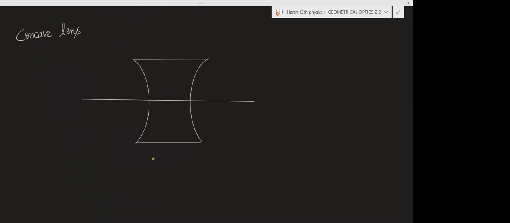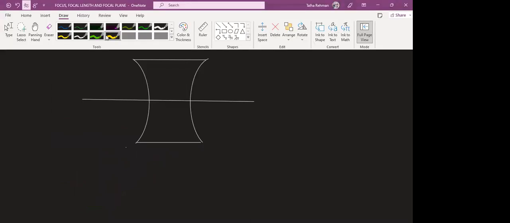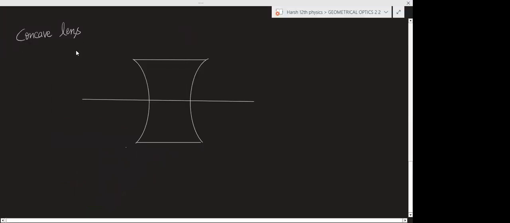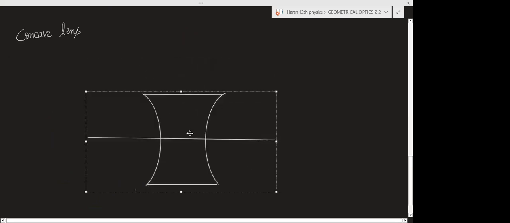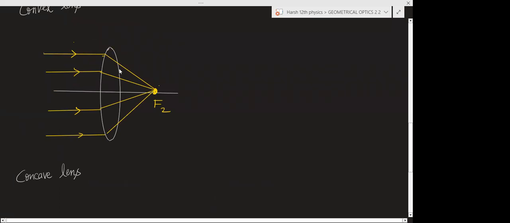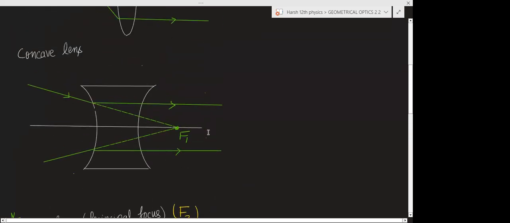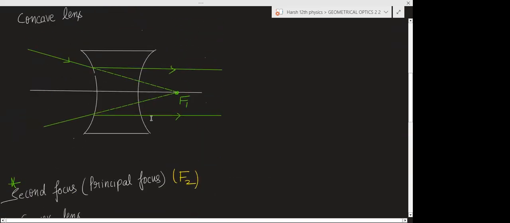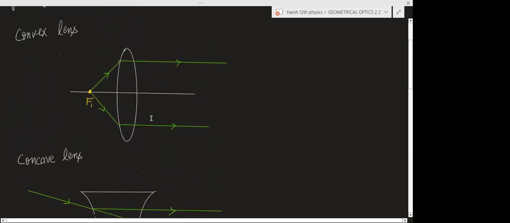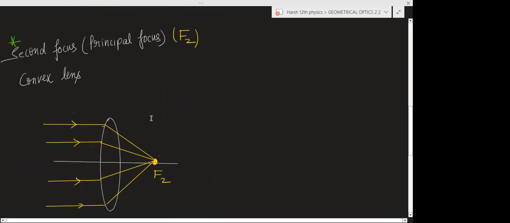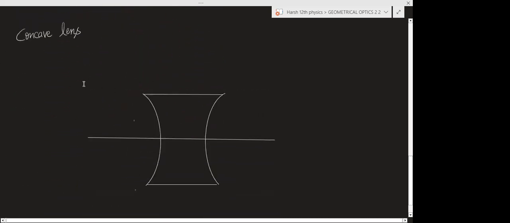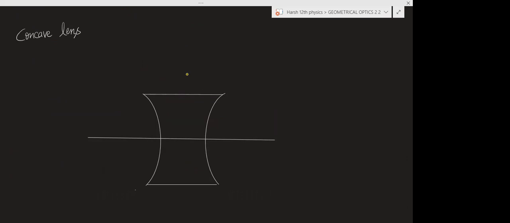Now, in the case of the concave lens, what is the concept? For the concave lens, the concept is a little bit different because, always remember, the convex lens is a converging lens. You can see light rays getting converged here, but the concave lens is a diverging lens. The concave lens is a diverging lens and the convex lens is a converging lens.